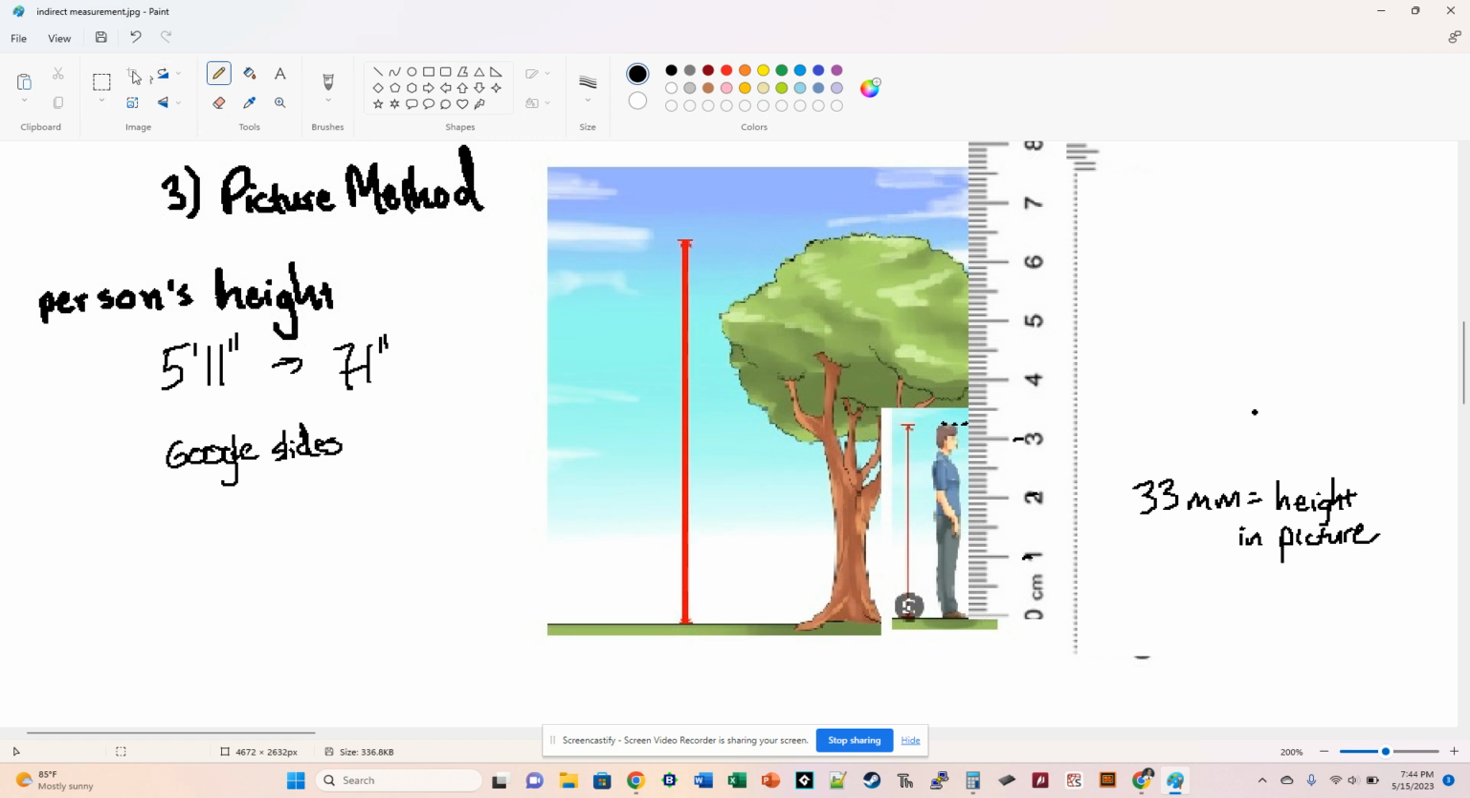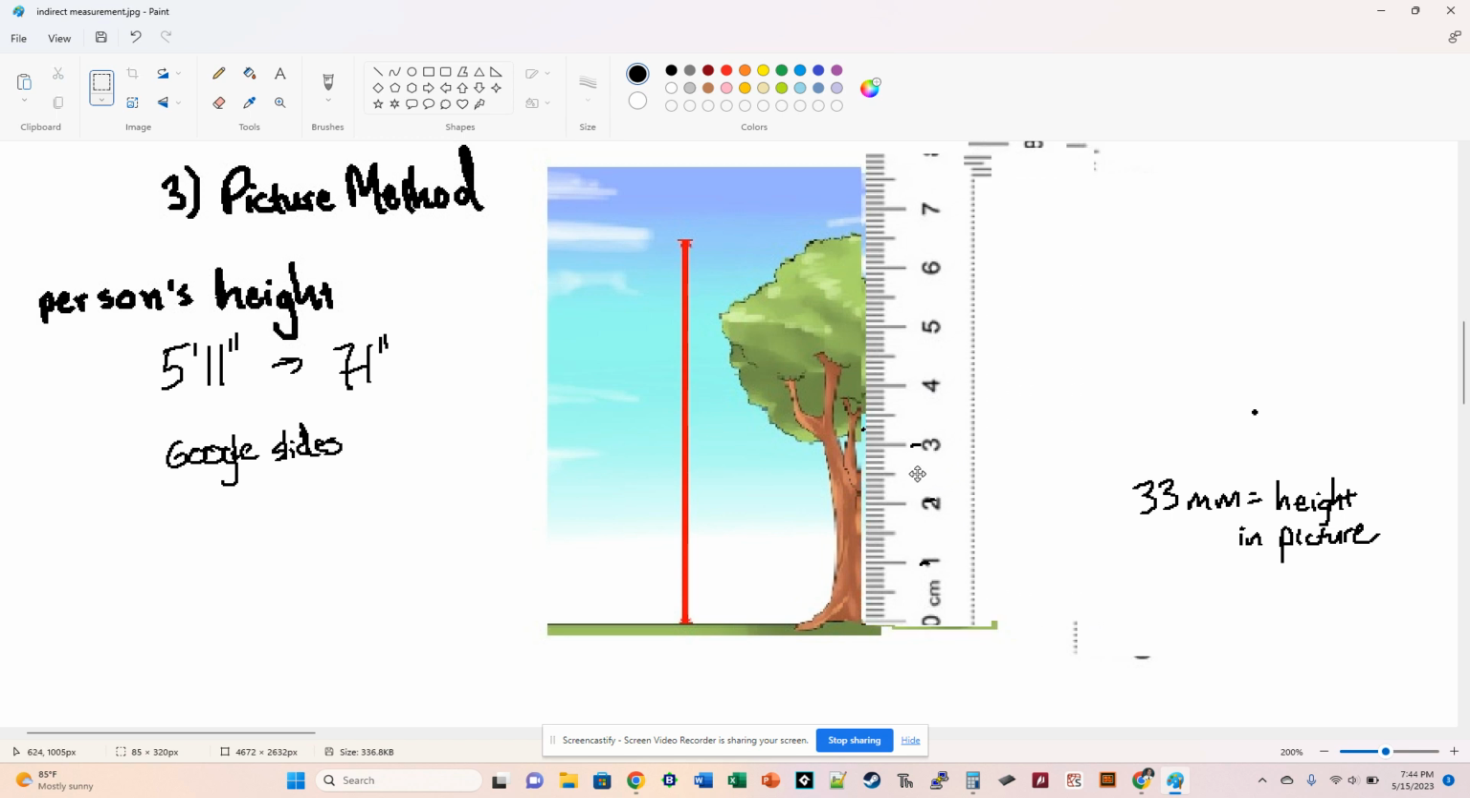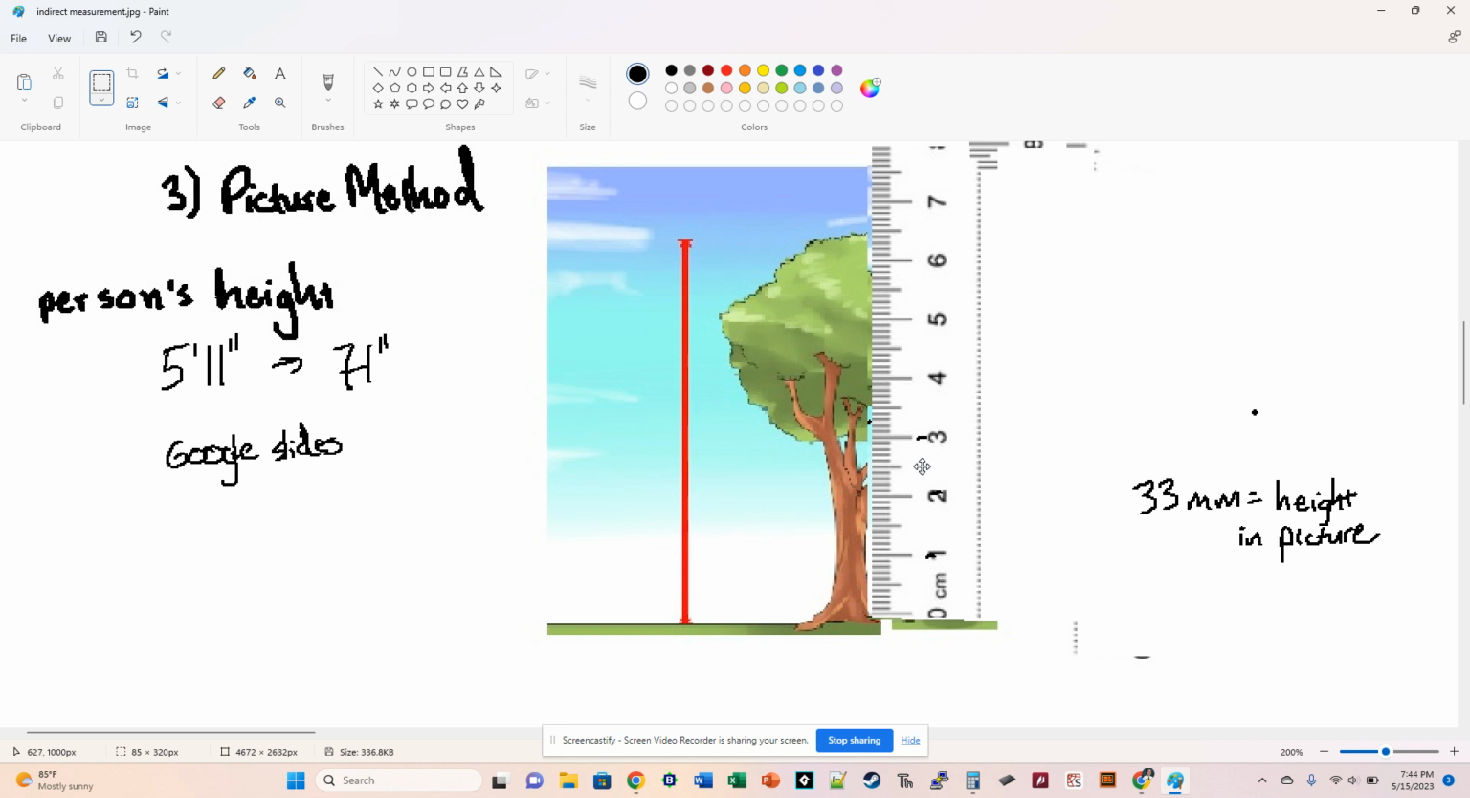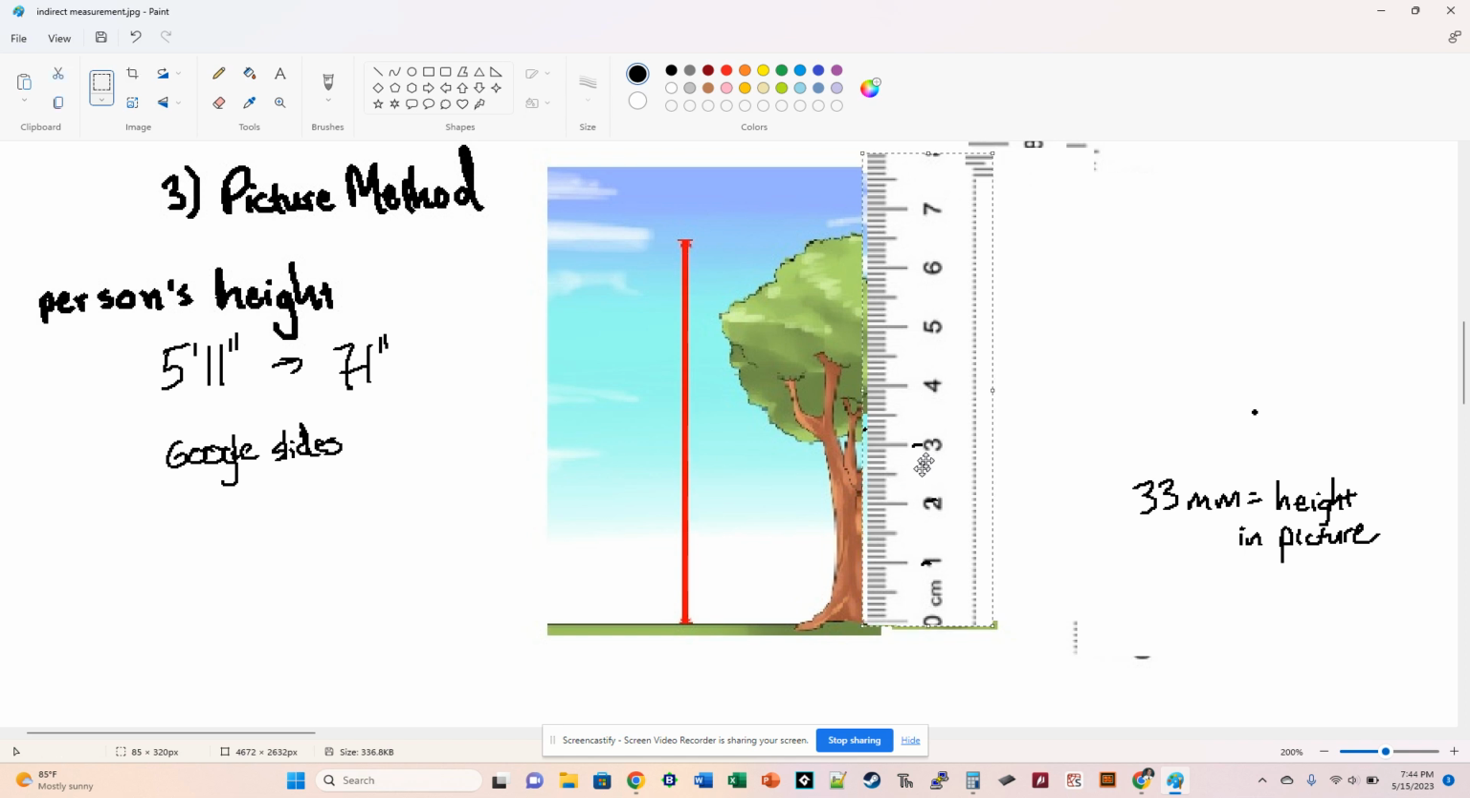Next, we need the height of the tree in millimeters in the picture. So I'm going to go ahead and just cut this and bring it over to the base of the tree and measure it to the very top here. All right, we're at, looks like 6.5 centimeters or 65 millimeters, height of tree in picture. Great. We're now ready to create our similar triangle measurements.